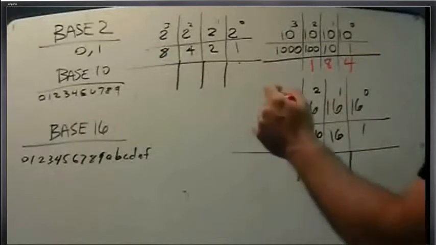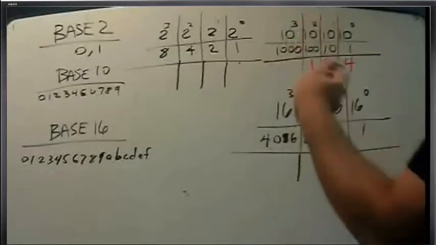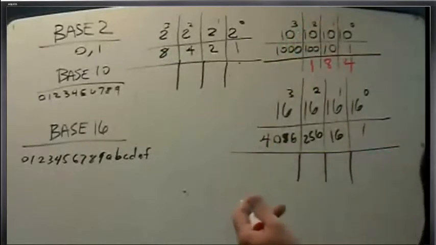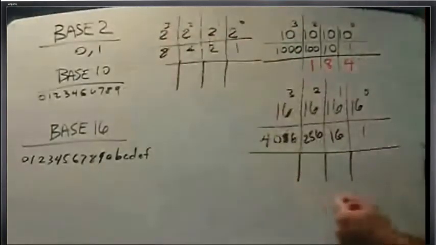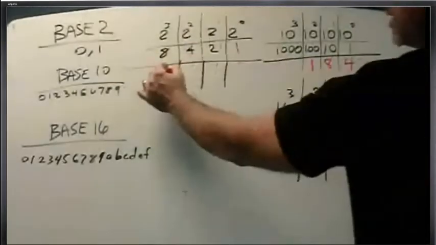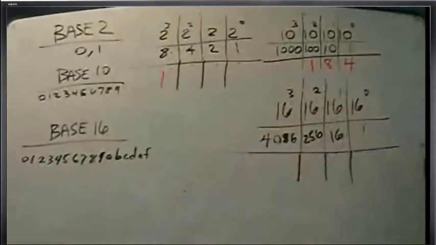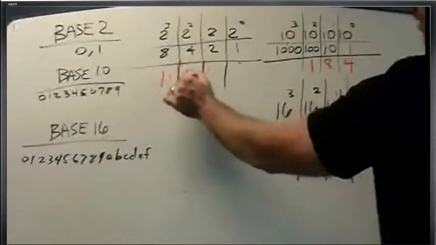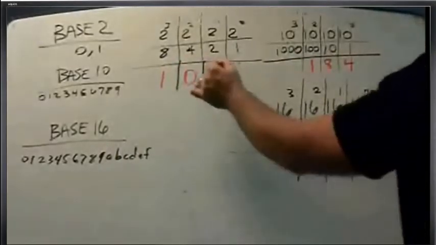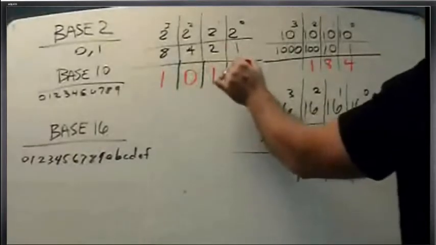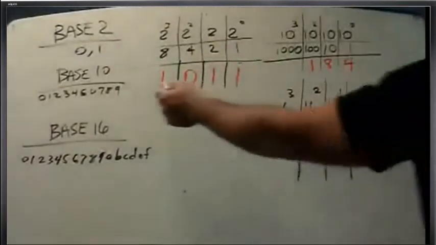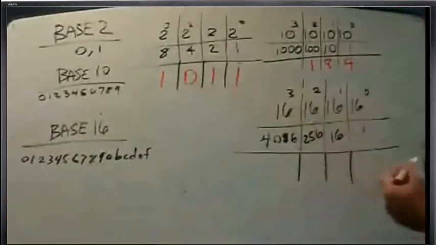And if we wanted to write a number like 11, I only have 4 place values here, so I'm just going to do the number 11. Then I'd need a 1 in the 8's place, I'd need a zero in the 4's place, and I'd need a 1 in the 2's place, and I'd need a 1 in the 1's place, and now I'd have the number 11 in binary, right?